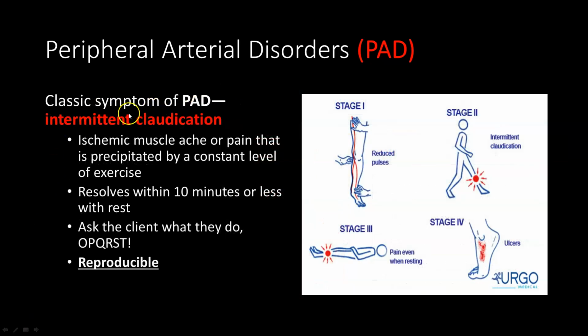So the classic sign and symptom of PAD is intermittent claudication. Intermittent claudication does come in stages. Obviously stage 1 here is we have this reduced pulse. Stage 2, you have signs and symptoms of intermittent claudication. Again, that's just pain when you're doing activity, so ischemic muscle pain or pain that is precipitated by constant levels of exercise. It should go away within 10 minutes or less with rest. So again, we're equating that with chronic stable angina.